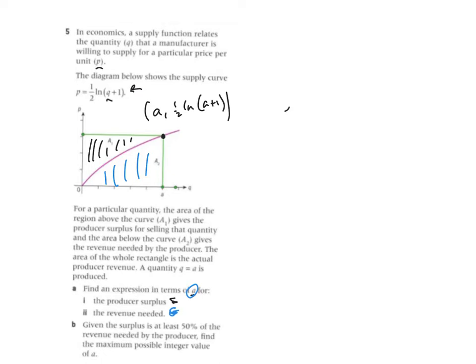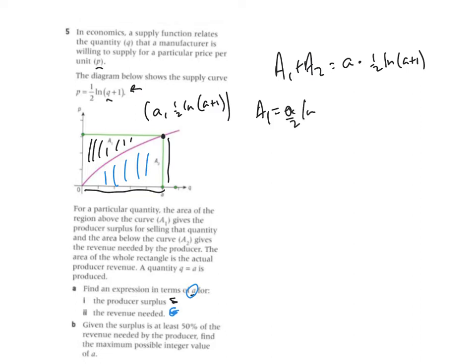Now I want to think about the fact that this rectangle is equal to A1 plus A2, which is this distance of A times this distance of half ln A plus 1. So that's A times (1/2 ln A plus 1). If I can find A2, I know that A1 is going to be equal to A times (1/2 ln A plus 1), minus A2. And so my task really now is to find A2.